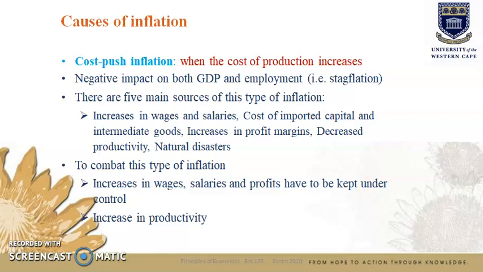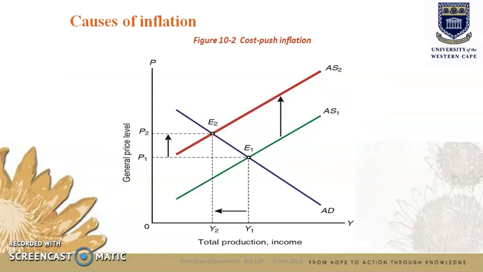To combat cost push inflation, measures have to be taken to avoid increases in the cost of production. That is, increases in remuneration need to be kept in control and productivity per labor needs to be increased. Restrictive monetary and fiscal policies cannot be used to address cost push inflation, as they can succeed in reducing unemployment but cause an even greater increase in prices or inflation. The figure illustrates cost push inflation.